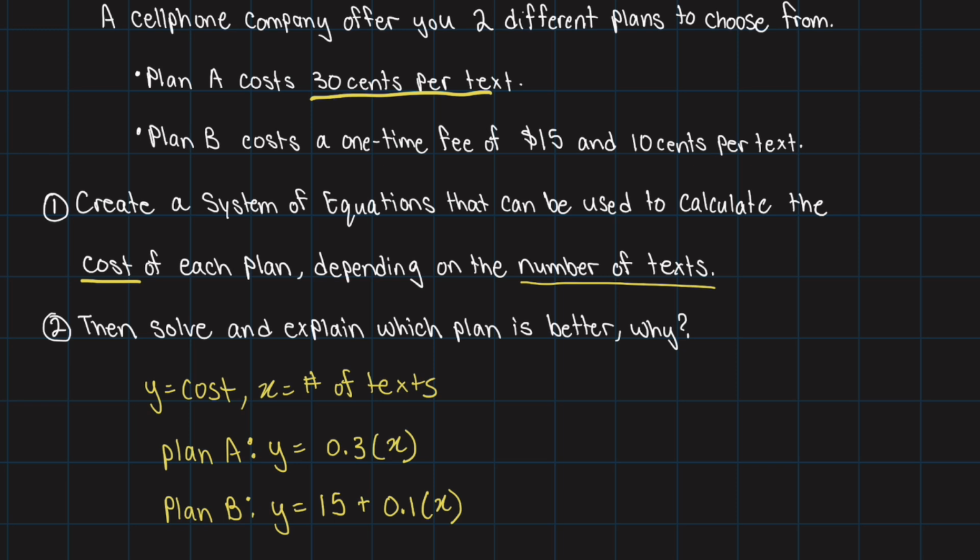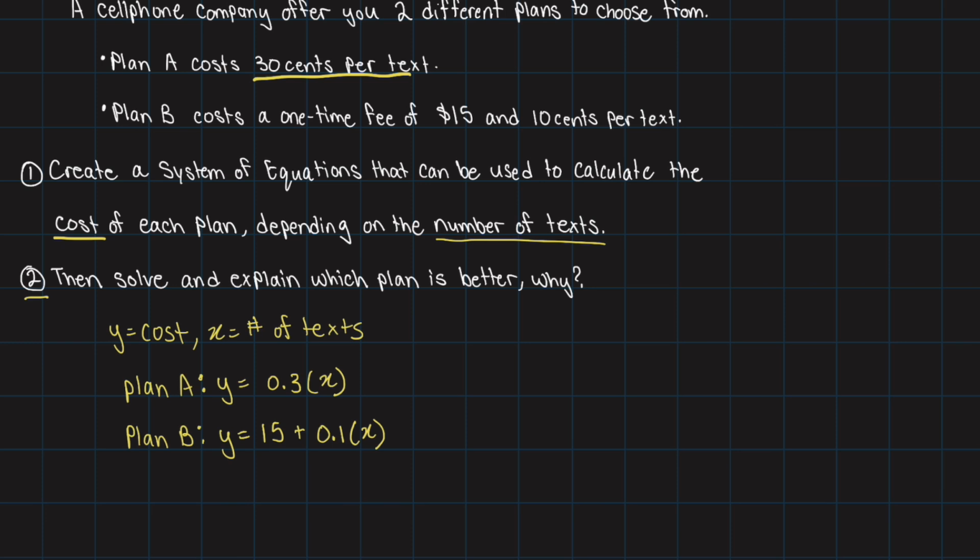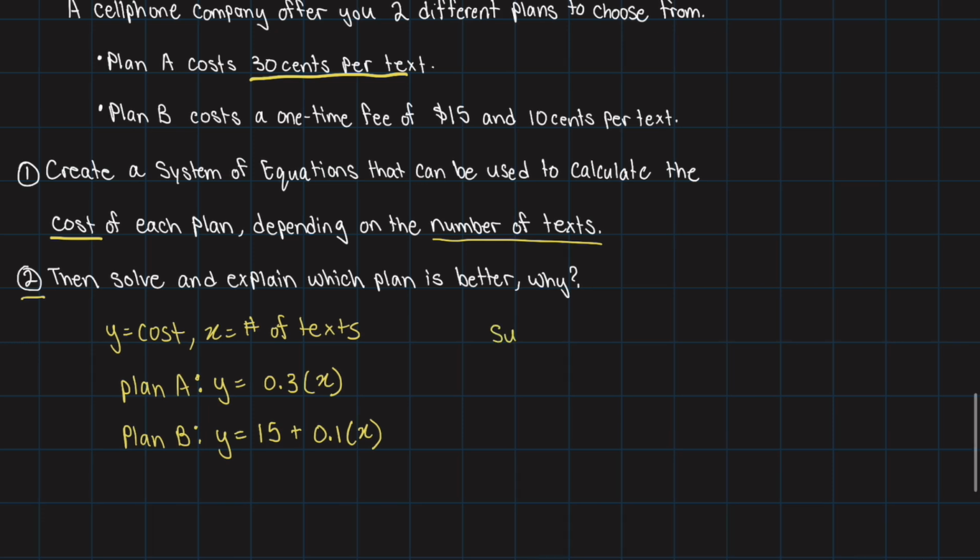All right, now moving on to step 2, we have to solve and explain which plan is better. You can either graph it if you want and then find where they intersect, and that would be the solution, right? Or you can do it with substitution or elimination. So let's do it algebraically with substitution. So we have y equals 0.3x and we have y equals 15 plus 0.1x. Don't even need to isolate a variable because they're both already isolated.